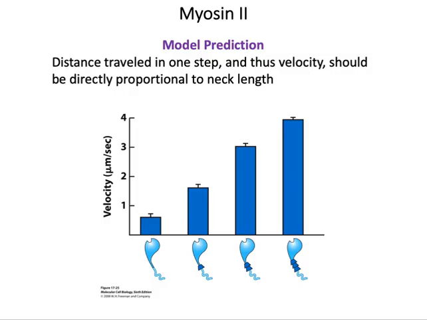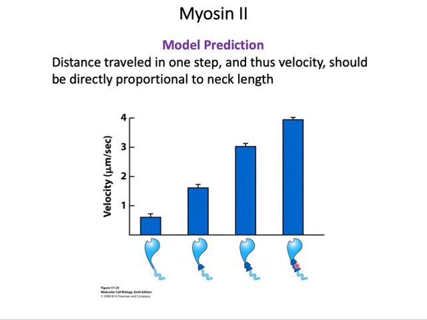So I just showed you a model of how myosin moves, and there is a prediction that can be made of this model. The distance traveled in one step, or the velocity, should be directly proportional to the neck length. If you think about this picture in the previous slide, you can imagine that the longer the neck is, the farther the myosin can reach towards the plus end.